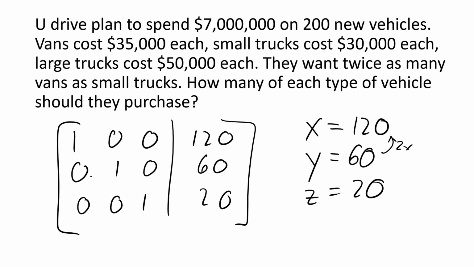So the good thing about these types of problems is that we can double check our answers. So did we buy 200 vehicles? Well, 120 plus 60 plus 20, that's 200. We can see that the number of vans is double the number of small trucks, 60 and 120. And if we add up how much was spent, $35,000 for each of the 120 vans, so 35,000 times 120, plus 30,000 times the 60 small trucks, plus 50,000 times the 20 large trucks, we would, in fact, get $7 million. So we could double check that we got all of our answers right. And I do recommend doing that on these problems.